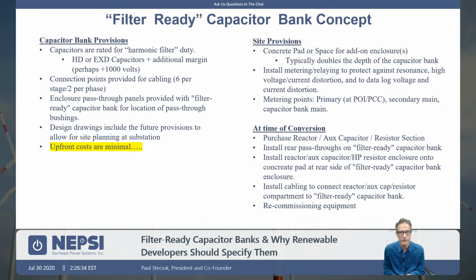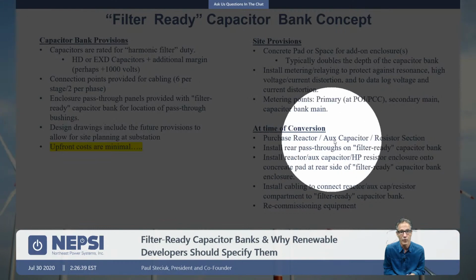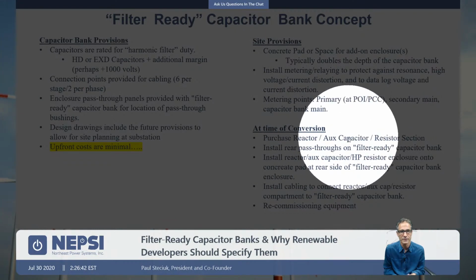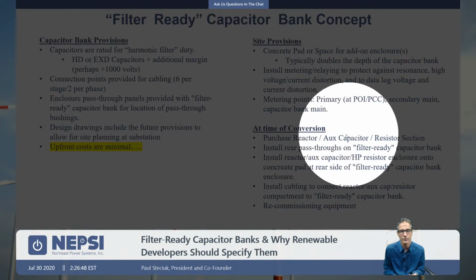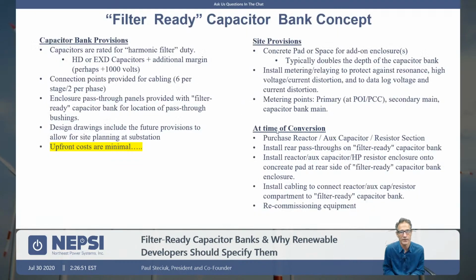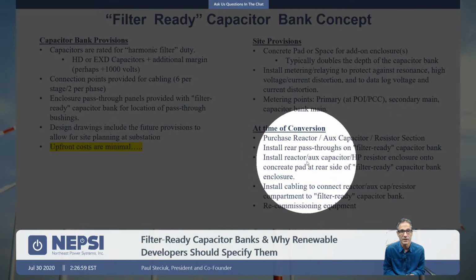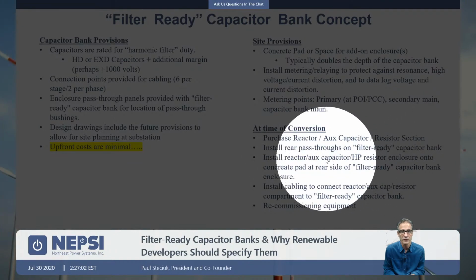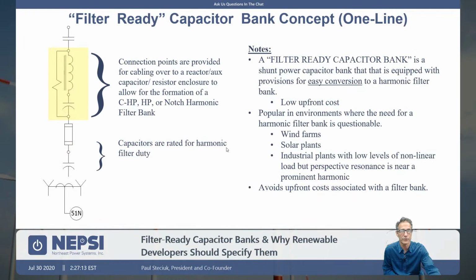At the time of conversion, you will need to purchase a reactor and potentially an aux capacitor, which would be associated with a C-high pass type filter, and then potentially also resistors, a resistor section. So you're going to be adding this to that capacitor bank to create a harmonic filter. We're going to be installing rear pass-through at the rear of the enclosure. We're going to have to install this stuff, the reactor enclosure, the aux cap enclosure, to convert that cap bank to a filter, and then you're going to have to recommission it.